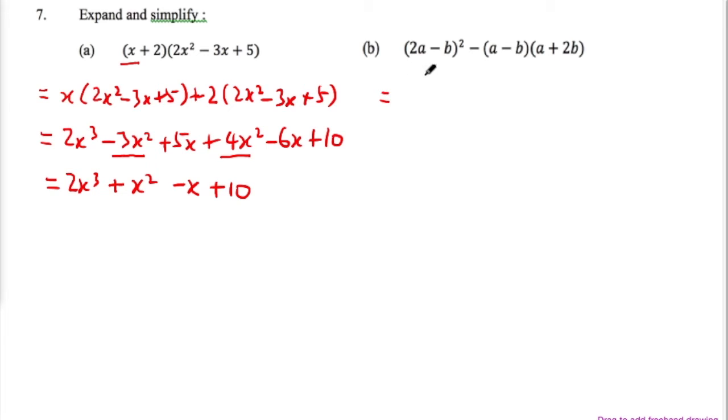In 7b, we need to open up the brackets and simplify the expression. This is a perfect square. When we expand the perfect square, we have 3 terms, which is 4a squared minus 4ab plus b squared.